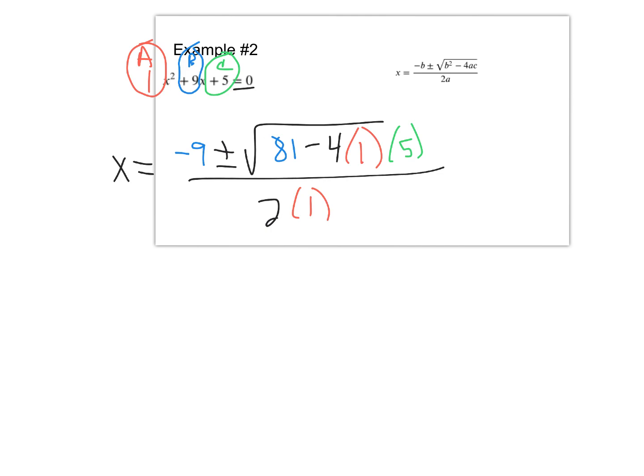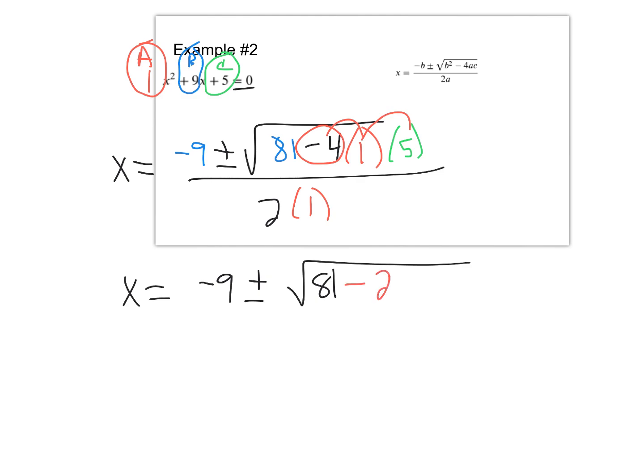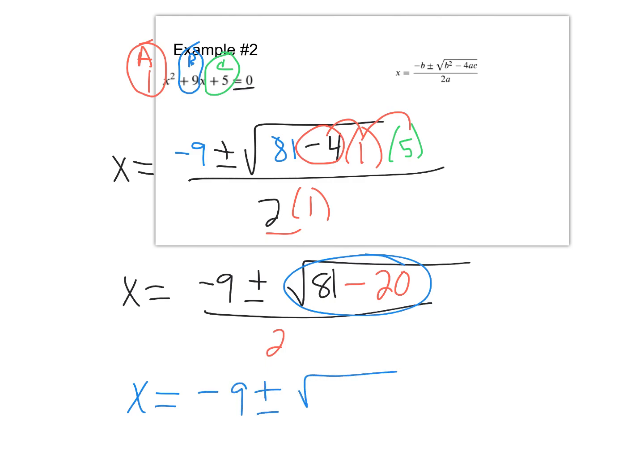Okay. So now we start. X equals negative 9 plus or minus radical 81. Now, negative 4 times 1 is negative 4. Times that by 5 is negative 20. All divided by 2A, or 2 times 1, which is just 2. Okay. So now I'm going to do the work under the radical here. X equals negative 9 plus or minus radical 61, all divided by 2.